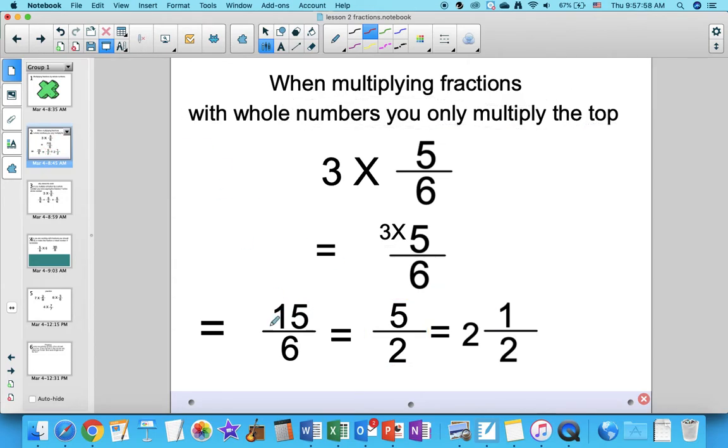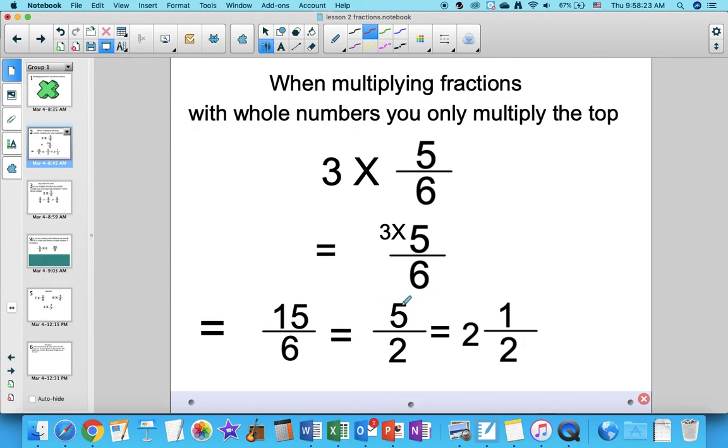The way I did this was, well, I have 15 over 6. What number can I divide 15 by and 6 by? Well, I can divide 15 by 3, right? And I can divide 6 by 3. You have to divide by the same number, otherwise you're just doing something else. So 15 divided by 3 is 5. 6 divided by 3 is 2. So now we have this fraction, and it's equivalent.